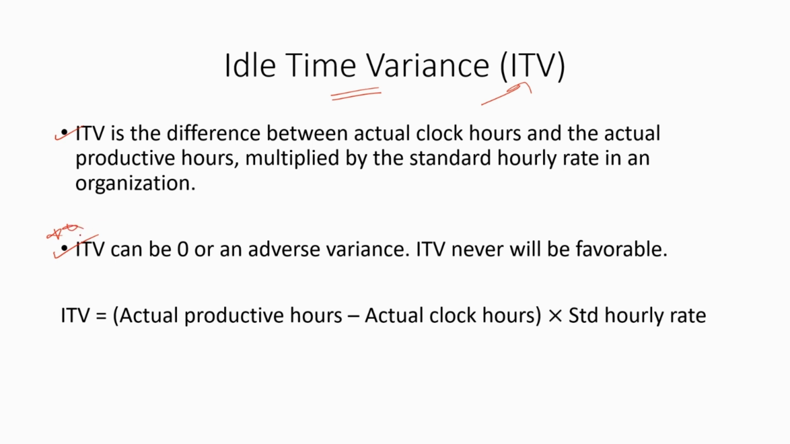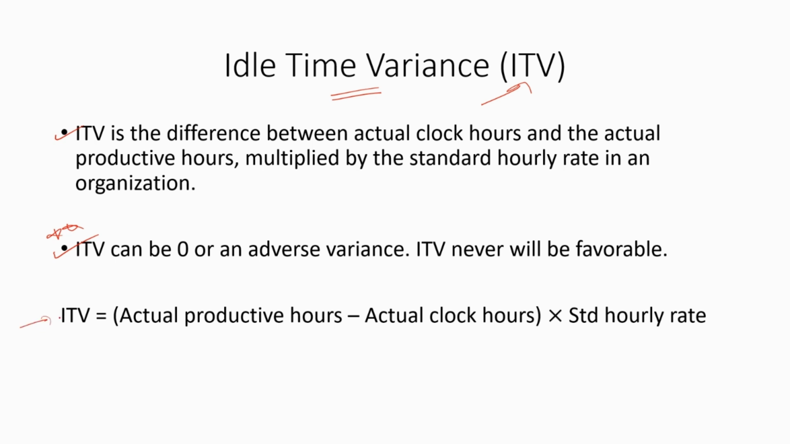This point is really important. Idle time variance can be zero, which means the actual productive hours and the actual clock hours can be the same. In this case, the idle time variance will be zero. The other instance is when the actual productive hours are less than the actual clock hours, so the idle time variance will be an adverse variance. Remember that idle time variance can never be a favorable value. This is because actual productive hours will never be higher than the actual clock hours.